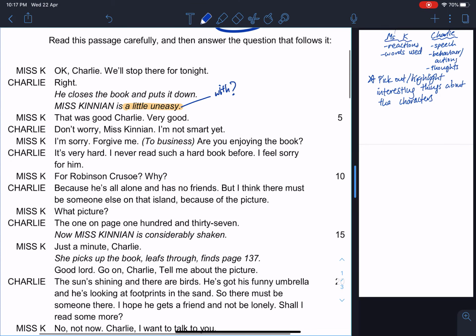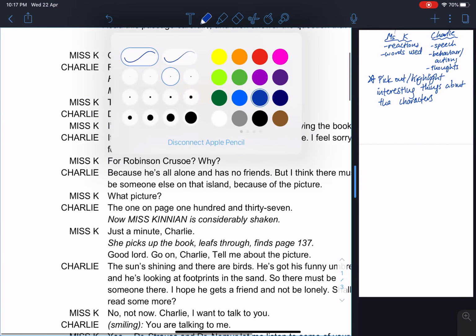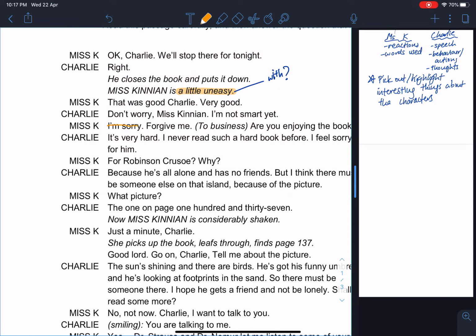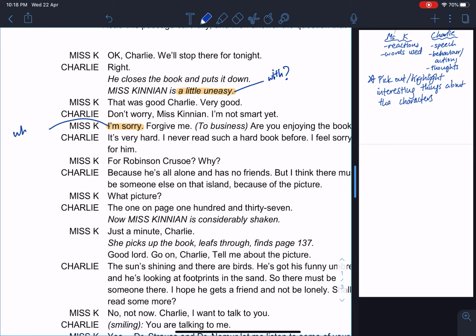So she says, that was good, Charlie, very good. Charlie says, don't worry, Miss Kinnian, I'm not smart yet. Miss Kinnian says, I'm sorry. This is very interesting. So I will highlight it. And I'll ask myself, what is she sorry for, right? What is she apologizing for? So if you can see, as I annotated, I'm not really coming up with answers. I'm coming up with more questions, because when I am able to answer those questions, I can figure out what the book is about.